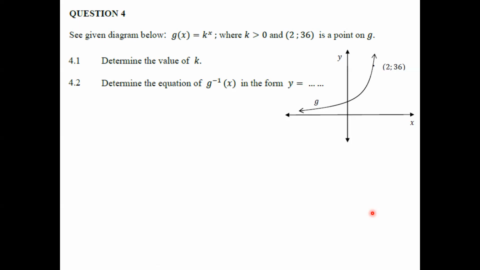It says, given the diagram below, g of x is equal to k to the power x, and k is greater than 0, and we have a point given on the graph. Determine the value of k. So let me give you a minute. Go for it. As soon as you get an answer, you can put it in the chat, or you can put your mic on. I'll give you about 2 minutes.